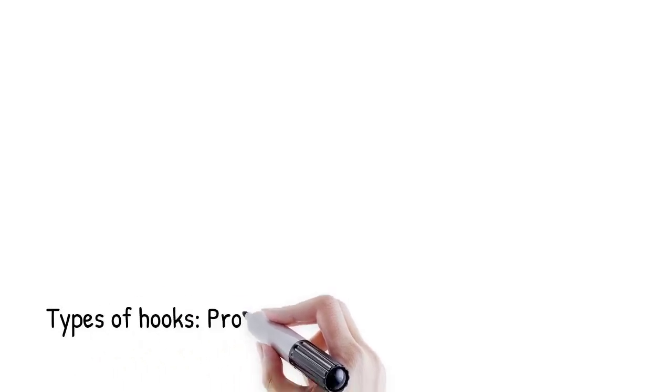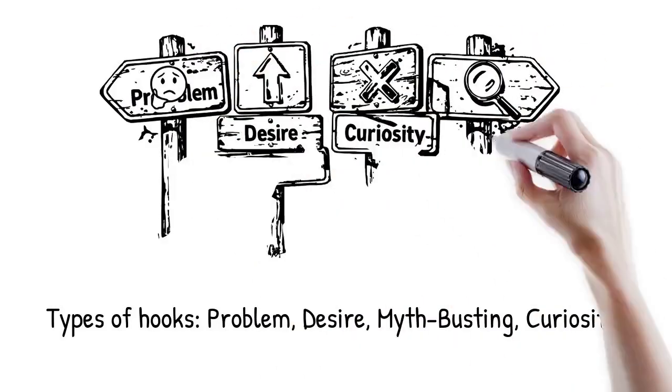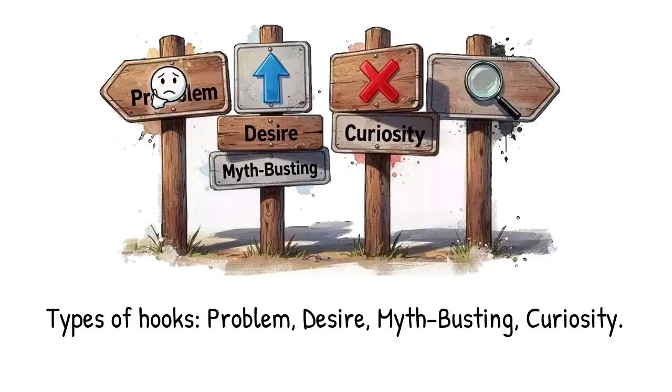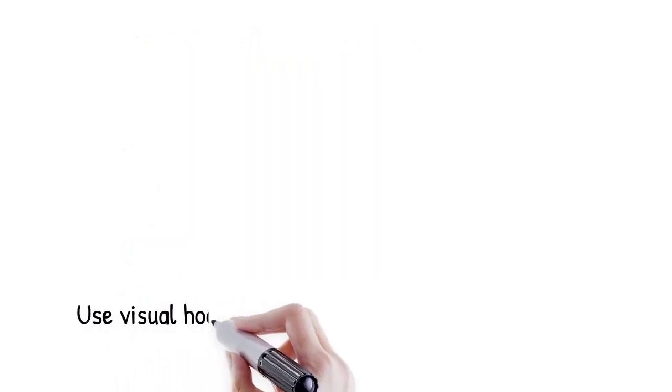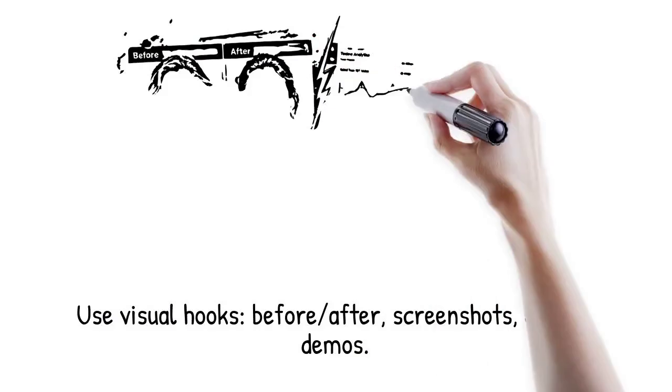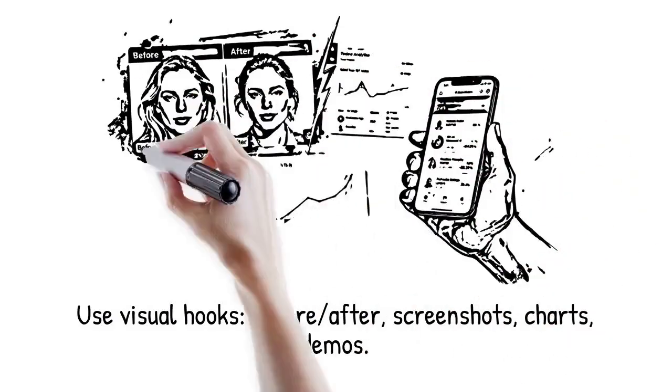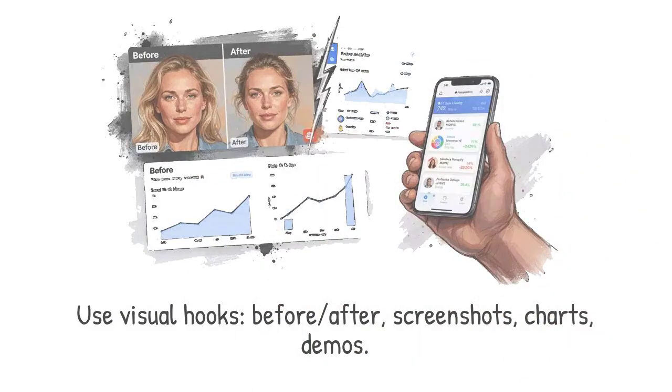A. Problem hook. Struggling to get consistent leads? B. Desire hook. Want to double your sales in 30 days? C. Myth-busting hook. Stop boosting posts, it's killing your results. D. Curiosity hook. Most marketers miss this one step. E. Visual hook. Before-after shots, screenshots, charts, quick demos. Your hook is the magnet. Your message is the glue.